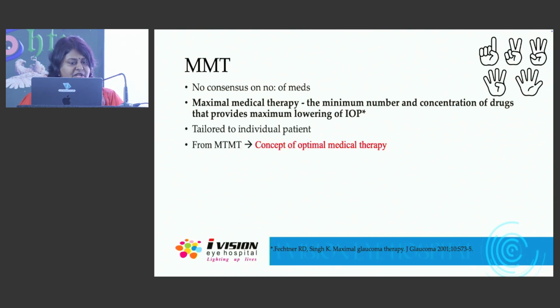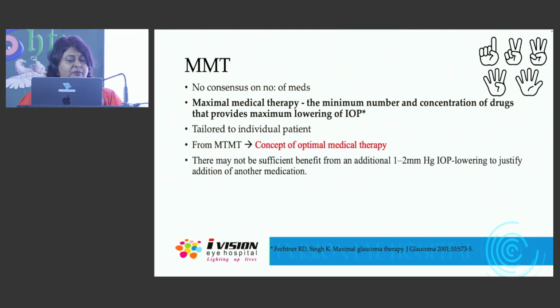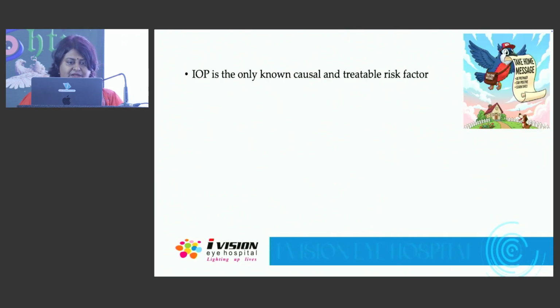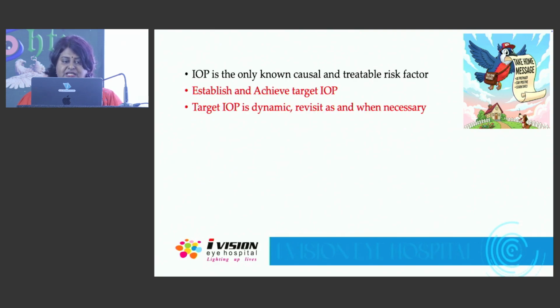Tailored to individual patients, the concept is moving from maximum medical therapy to optimal medical therapy, because an additional 1 or 2 millimeter of mercury IOP reduction may not be justifiable for giving additional drops. Whenever possible, give a fixed drug combination because it ensures compliance, better safety because of lesser preservatives, and also has additive effects when given together.